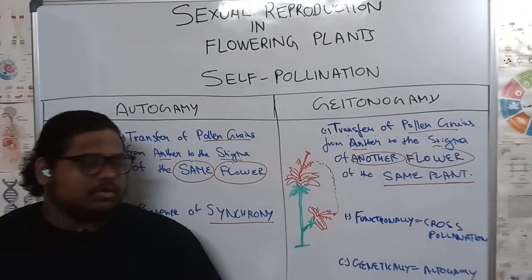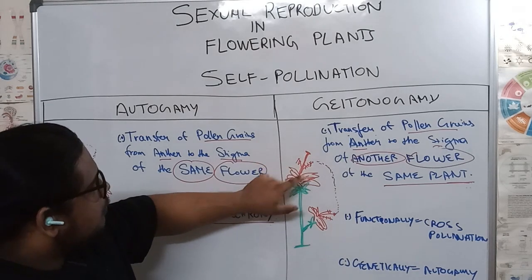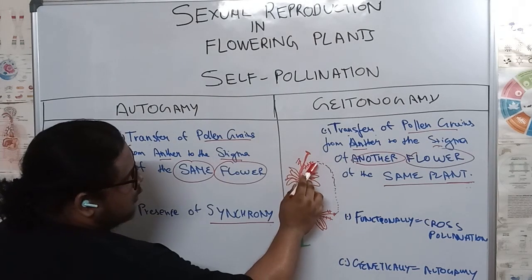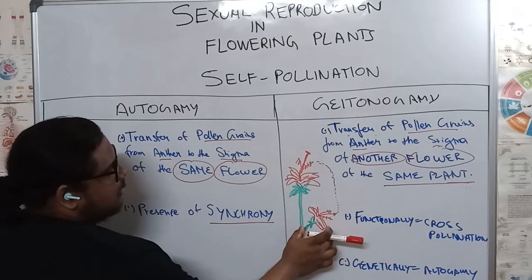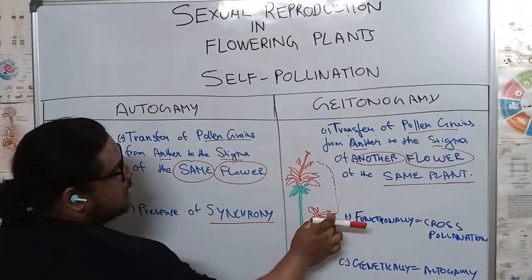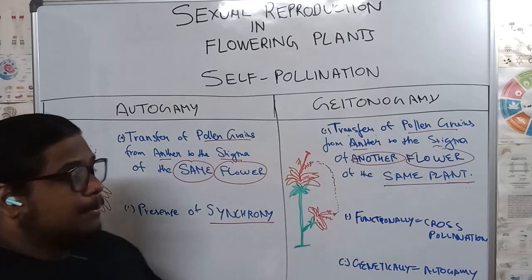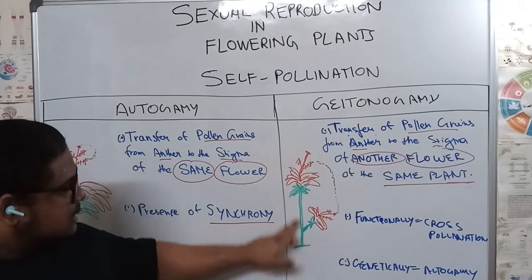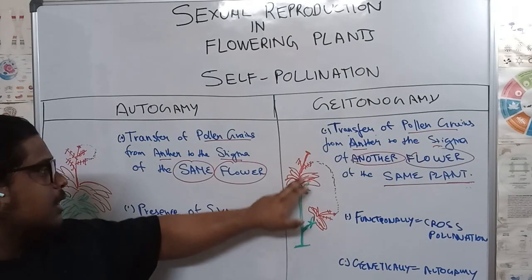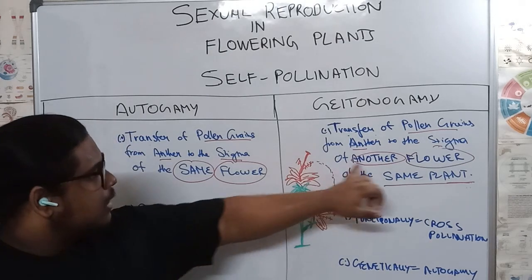Now see carefully. कि in geitonogamy what is happening is जो pollen grain है that is getting transferred from the anther of this flower and landing on the stigma of another flower. देखा जाए तो this is actually like cross pollination. The pollen is moving from one flower to another flower. But the difference is कि the pollen transfer वो same plant पे ही हो रहा है. Same plant पे जितने भी flowers हैं उसी plant पे हो रहा है. Not कि इस plant से किसी और plant पे.